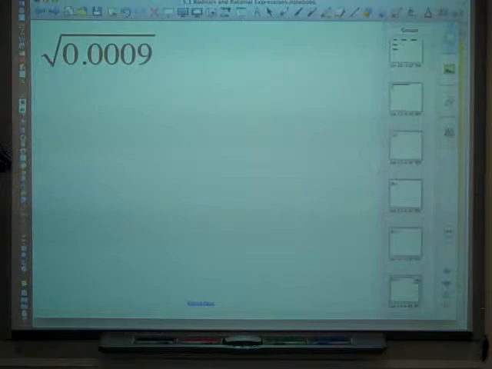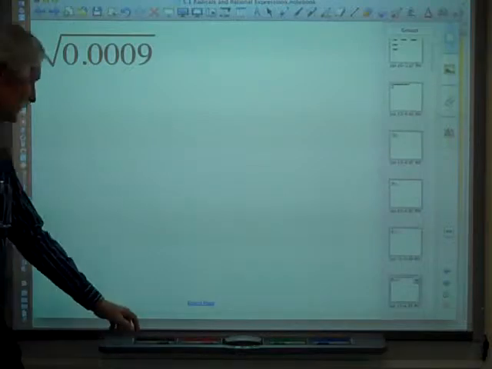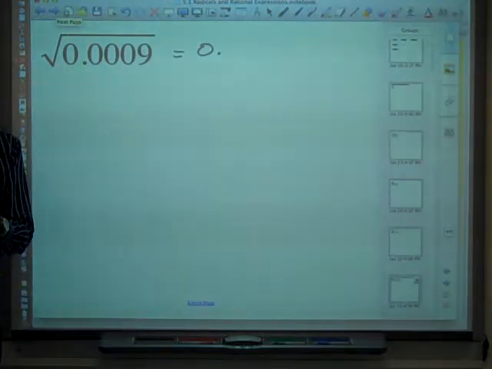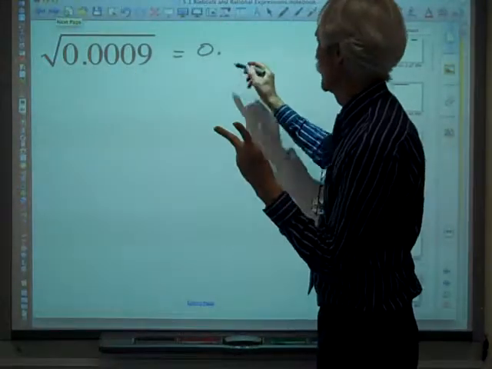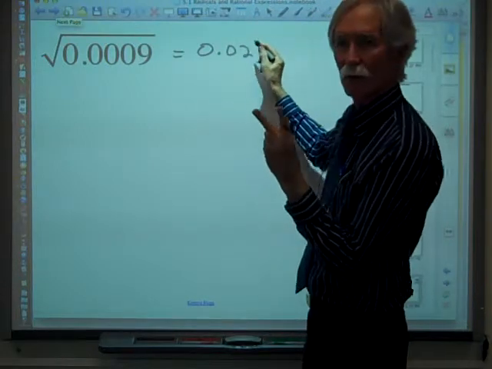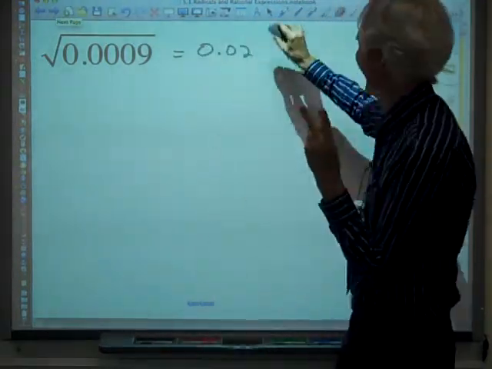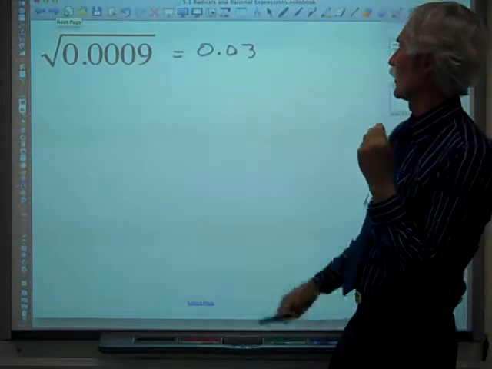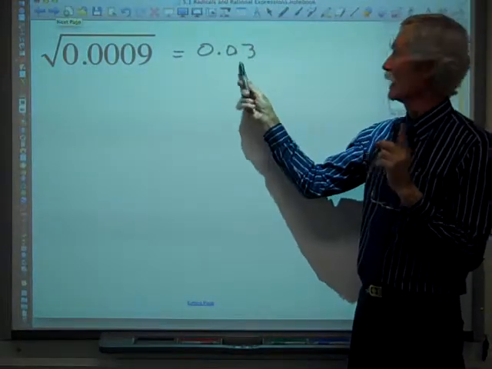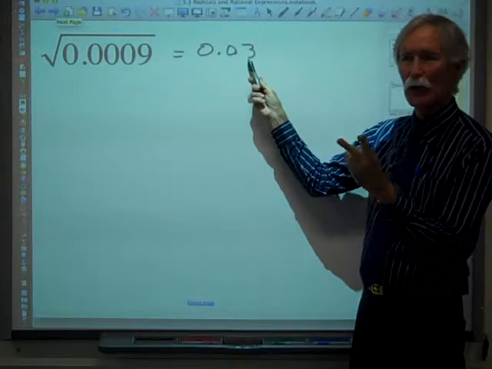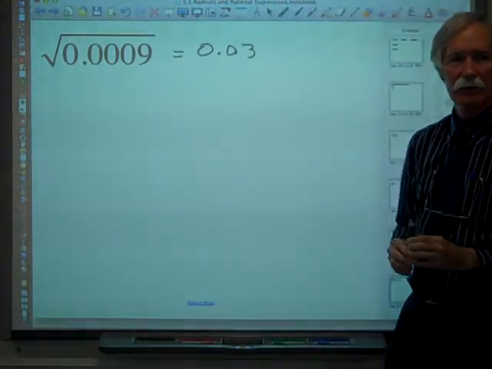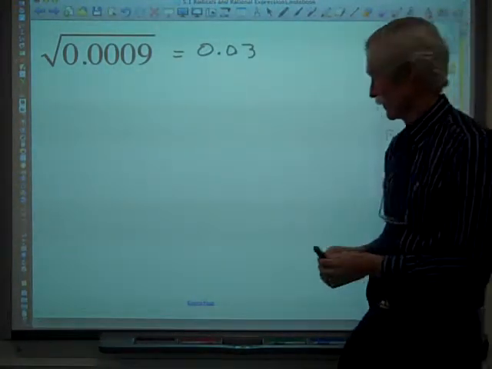What about this? 0.0 How many decimal places? 4, so the square root needs 2. 3? Oh, sorry. That's okay. So 0.03, 3 times 3 makes 9. How many decimal places does that have? 2, but another times the same one will have 2 more, makes 4. That's 4 decimal places. Okay?